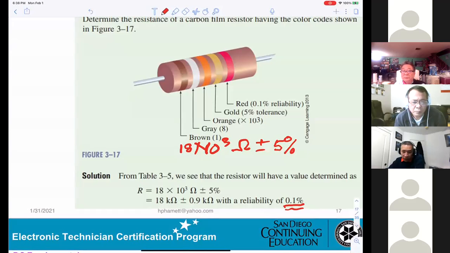Yeah, so in general, the fourth band would be the multiplier. In most general resistors that would be the case, and the fifth one would be the tolerance. But there is a certain special case resistor where the fourth band is the tolerance and the fifth band would be the reliability. That's a special case of resistor.